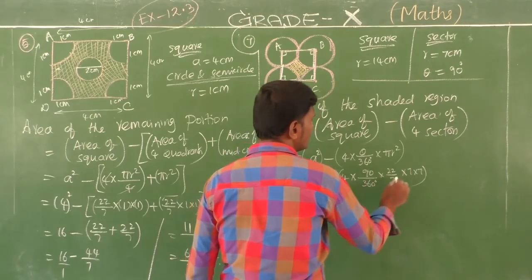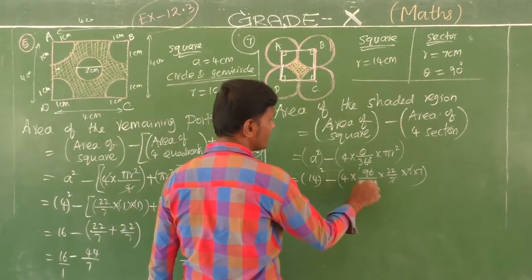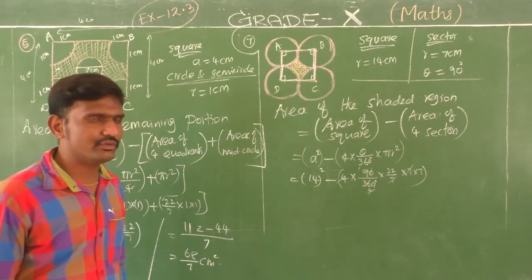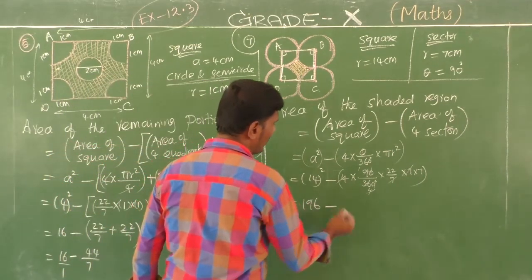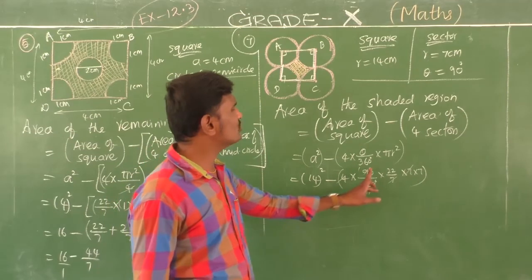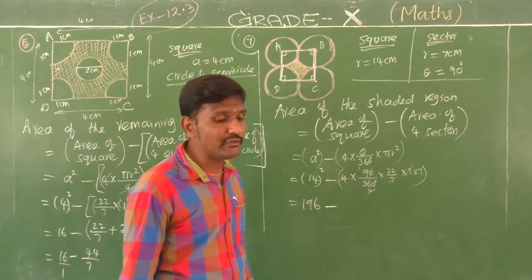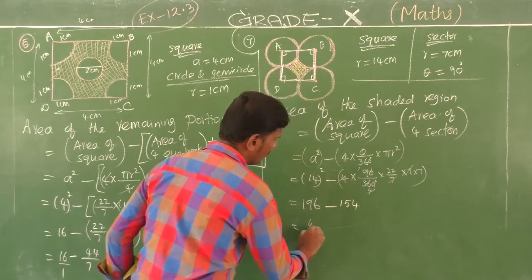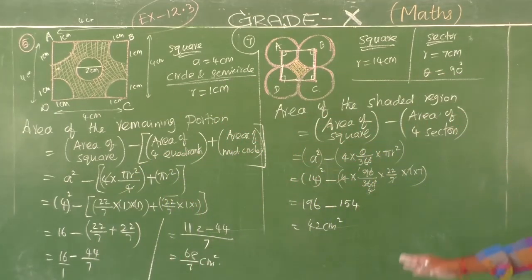Now see, the 7s are cancelled and this 0 and that 0 cancel, 4 9s are 36, and the 4s in denominator and numerator are cancelled. So 14 squared is how much? 196. So 196 minus, it is very simple, students. What is the remaining? 22 into 7, so what will come? 154. Now subtract, what will come? 42 centimeters square. Students, see, the same answer you are getting as in the previous question.